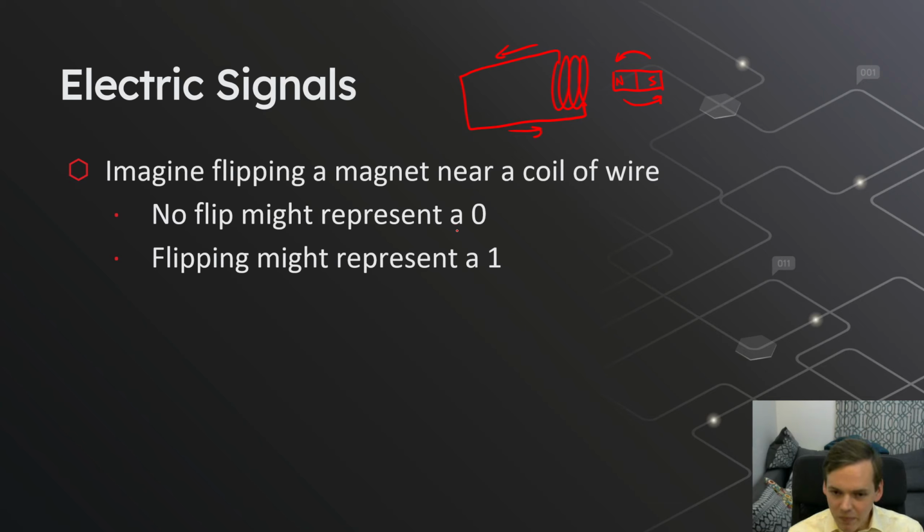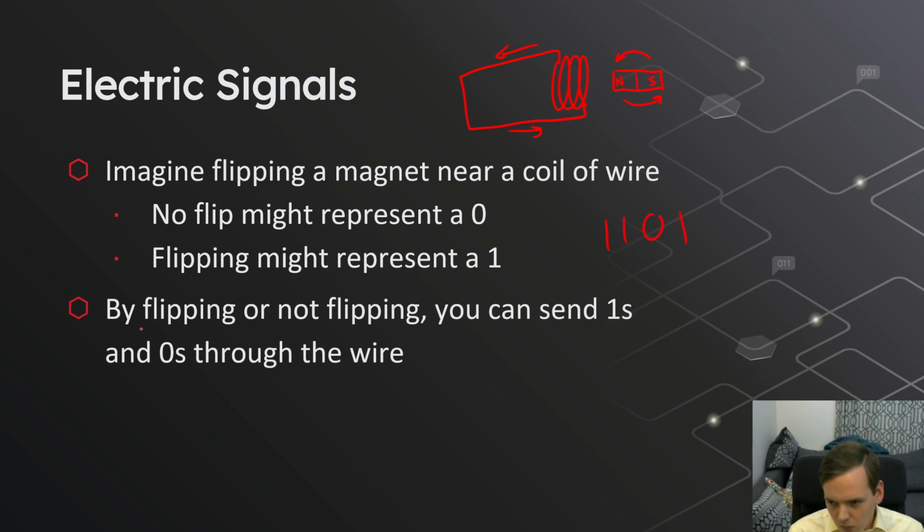And this is basically a way you could store zeros and ones. If you flip during that second, you're sending a 1. If you don't flip during that second, you're sending a 0. And then the next second, you decide to flip or not flip. So you might do flip, flip, no flip, flip. That would represent 1, 1, 0, 1. Over time, the computer on the other end of the wire can look at whether the current is coming through or not and understand what it's looking for. So by flipping or not flipping, you can send 1s and 0s through that wire.